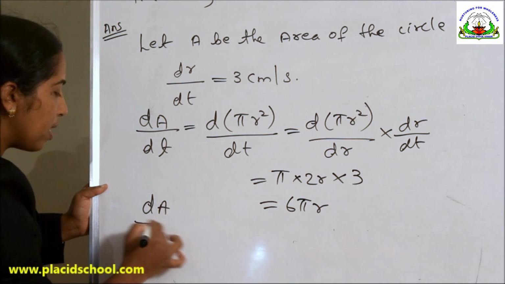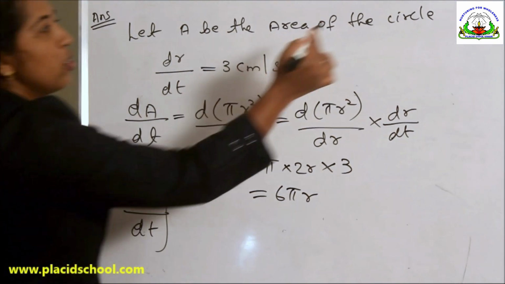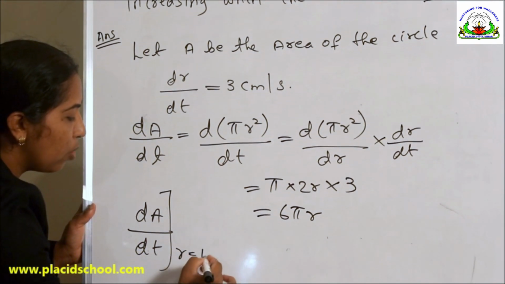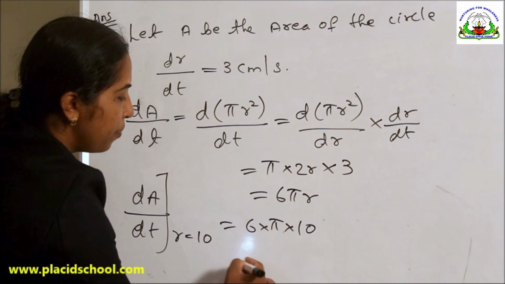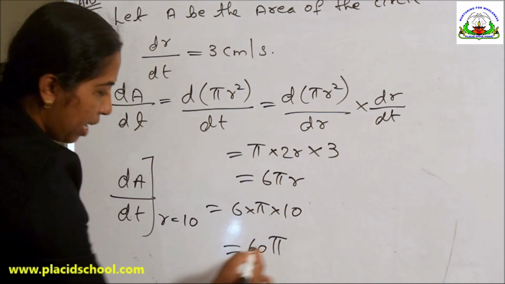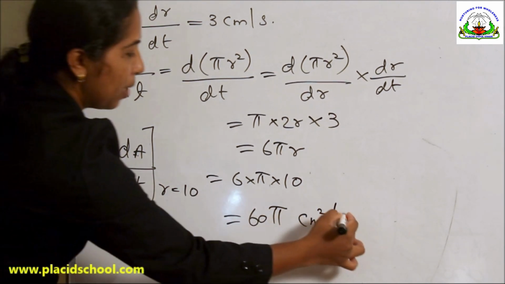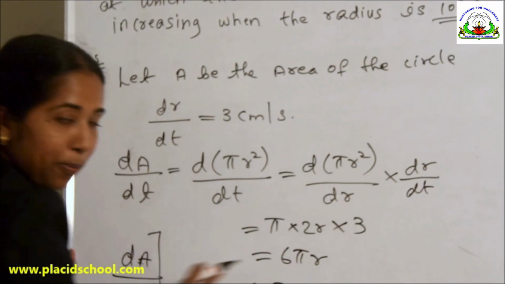Now, according to the question, you have to find rate of change of area with respect to time when radius is 10 centimeter. So, dA by dt when r equal to 10 centimeters, 6 into pi into 10, which is equal to 60 pi. Now, unit for area, centimeter square, unit for time, seconds. So, the final answer is 60 pi centimeter square per second.